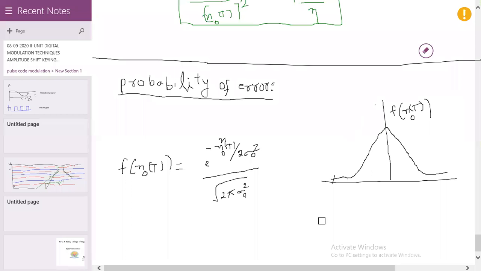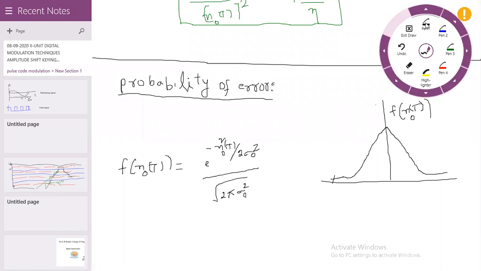Which probability density function is it? The Gaussian probability density function. So how do we represent Gaussian? This is the Gaussian probability density function representation. The equation for the Gaussian probability density function is this one. F of n naught of t equals e to the power of minus n naught square of t divided by 2 into sigma naught square, divided by root of 2 pi sigma naught square, where sigma naught square is the variance of that noise signal. Okay? Please note down.